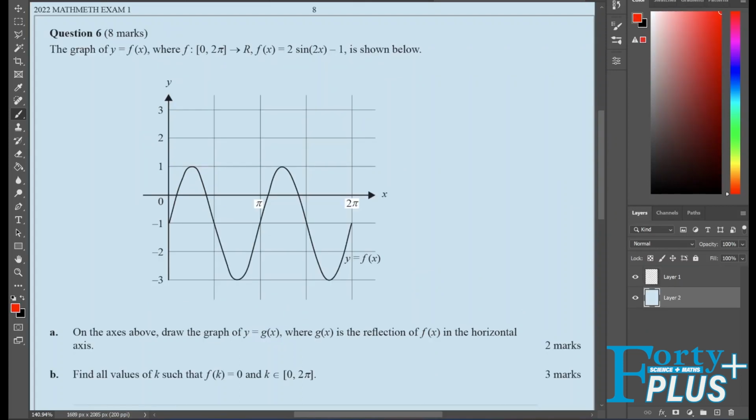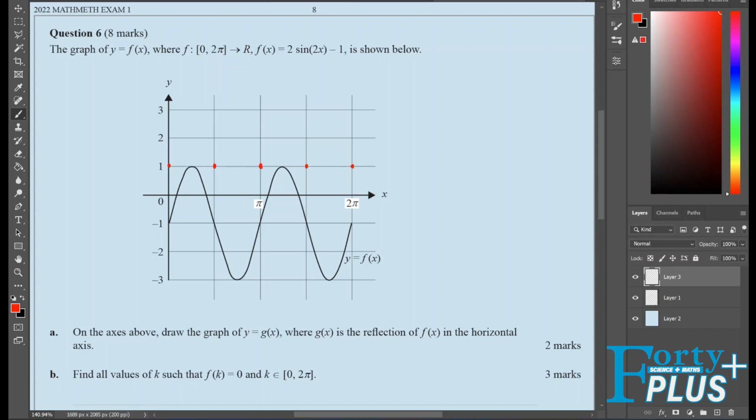Question 6. The graph of y equals f of x, where f of x equals 2 sine 2x minus 1 is shown below. Part A. On the axes above, draw the graph of y equals g of x, where g of x is the reflection of f of x in the horizontal axis. So when they give you nice gridded graphs like this, I always find it's nice to just go along the vertical lines they give you to start off with and draw your reference points in there. So we'll have our first reference point there. Second one is going to be there as well, and it looks like every single one of these reference points is going to be along the same line.